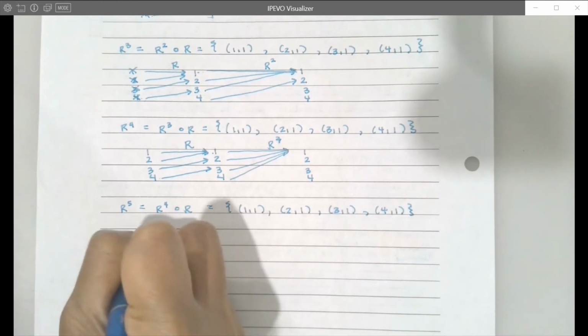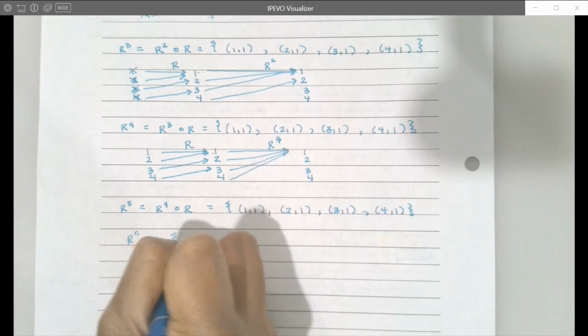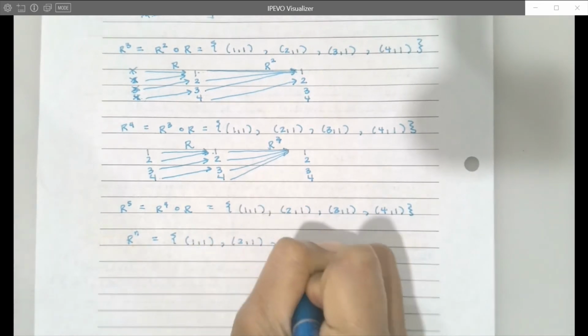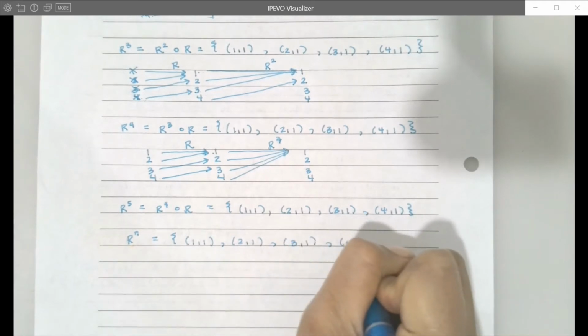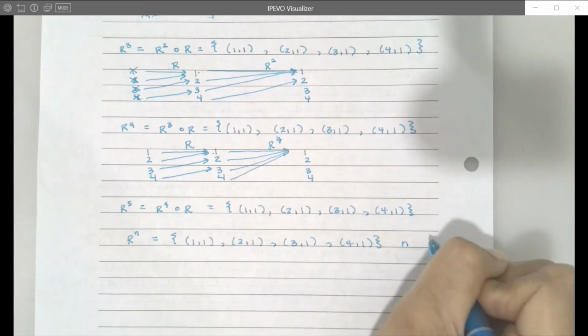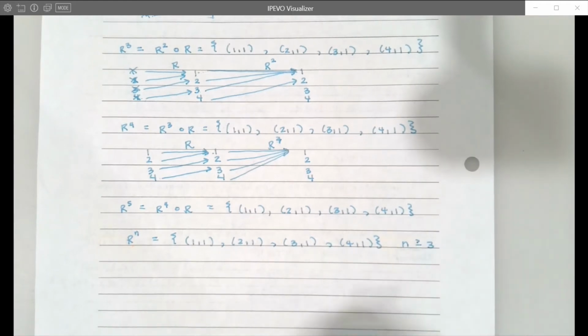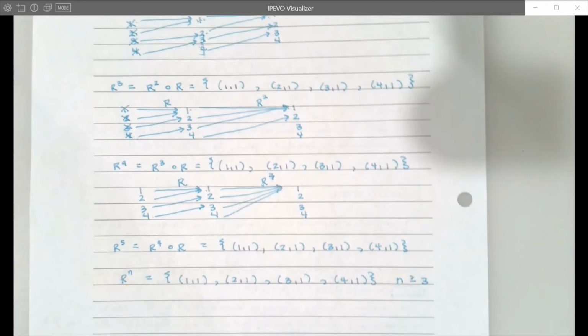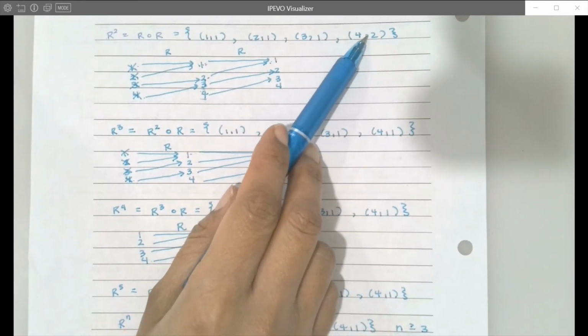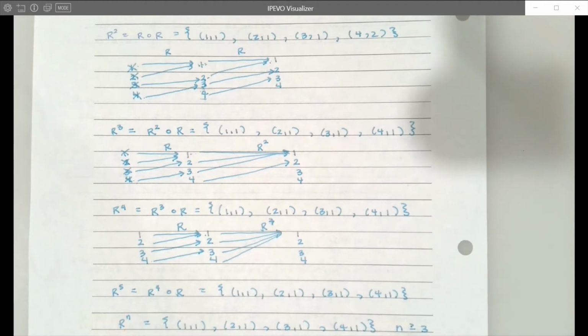So that means that R to the n will be 1 comma 1, 2 comma 1, 3 comma 1, and 4 comma 1, for n being greater than or equal to 3. The only one that's different is R squared, that contains a 4 comma 2 instead of a 4 comma 1.